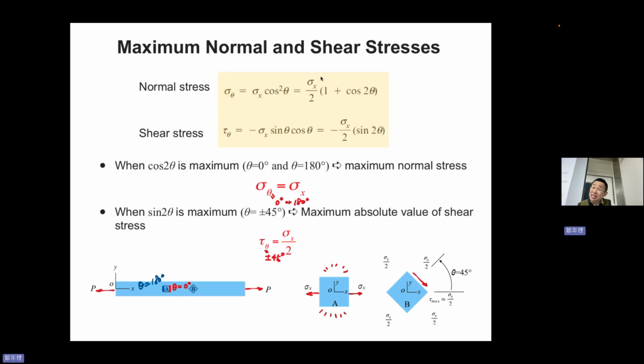And interestingly, if you substitute theta equal to 45 degrees, you can still get the normal stress. This is not 0. So sigma theta at theta equal to 45 degrees is not 0. It's also equal to sigma x divided by 2.